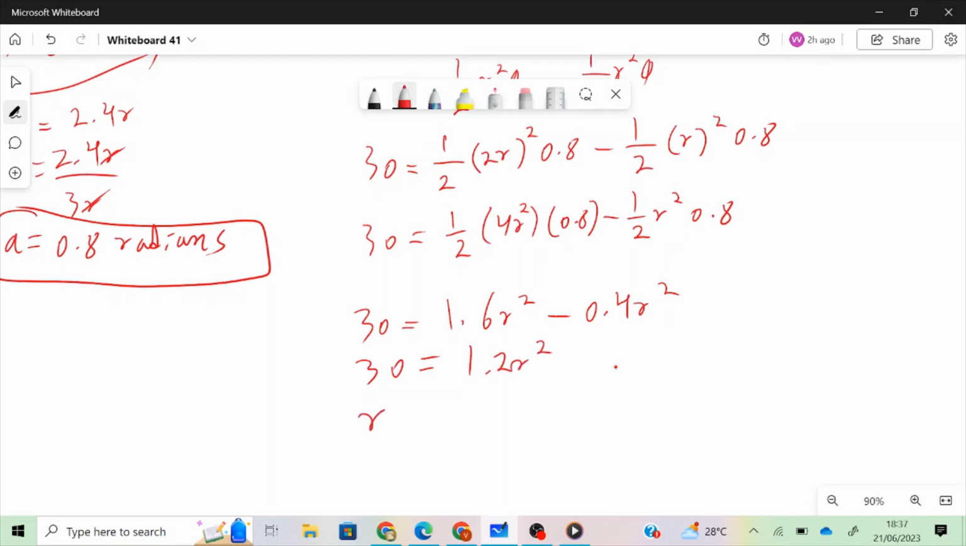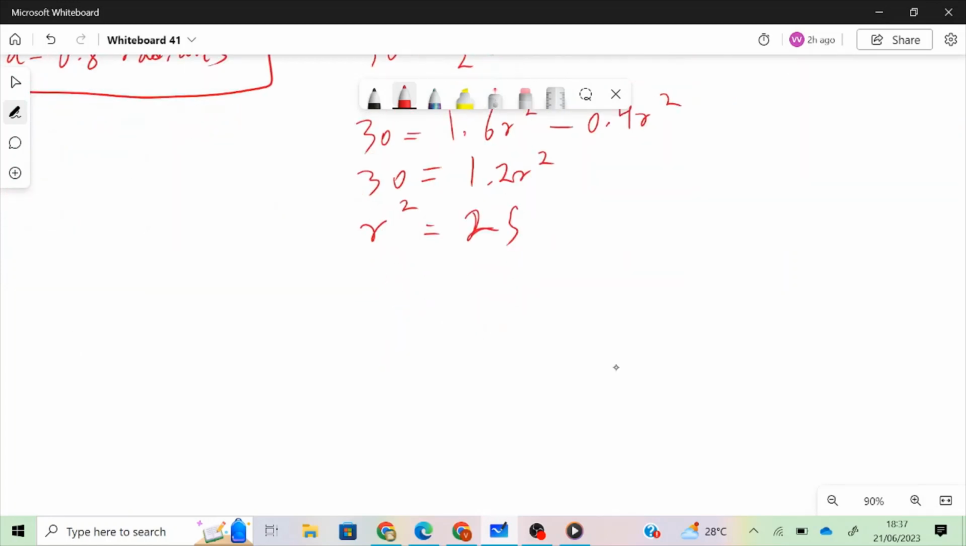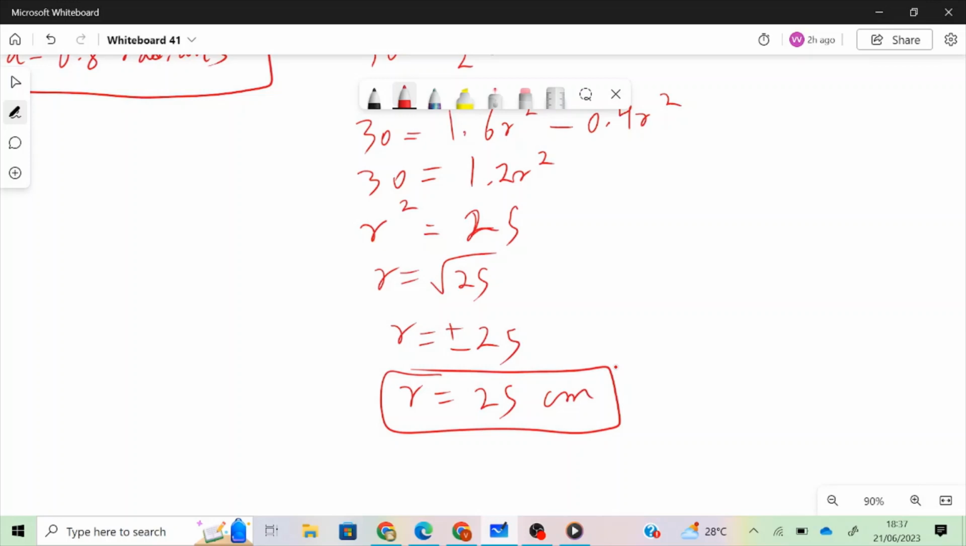If we're solving for r, we do r squared is equal to 30 divided by 1.2, and 30 divided by 1.2 is 25, and r is simply the square root of 25, which is r is plus or minus 25. In this case, r can only be positive 25, because you cannot have a length or radius be negative. And that is the answer to that question.